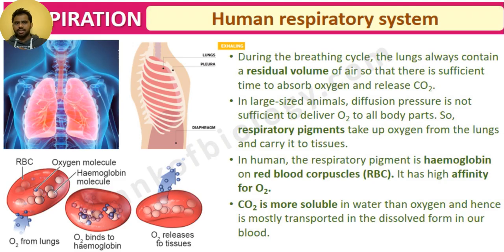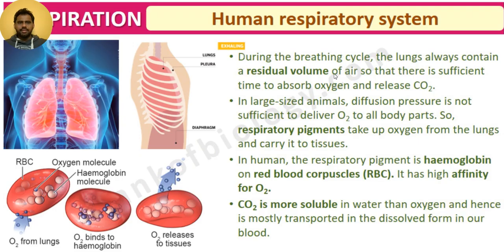In large animals like human beings, diffusion pressure is not sufficient to deliver O2 to all body parts. So respiratory pigments take up oxygen from the lungs and carry it to the tissues. In humans, the respiratory pigment is hemoglobin, present in red blood corpuscles. It has a high affinity for O2. CO2 is more soluble in water than oxygen and hence is mostly transported in the dissolved form in our blood. So I hope everything till here is clear. It's pretty much straightforward.